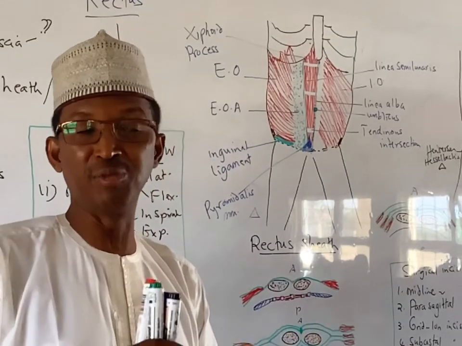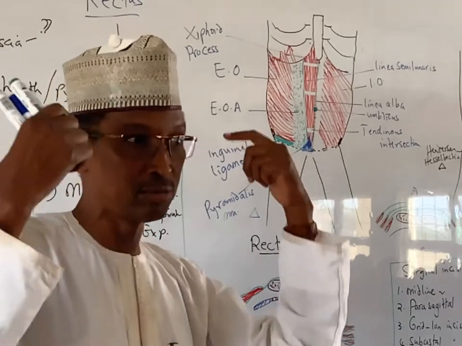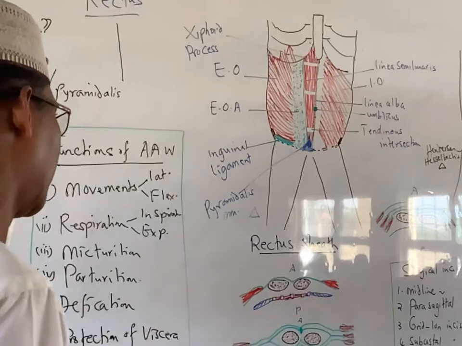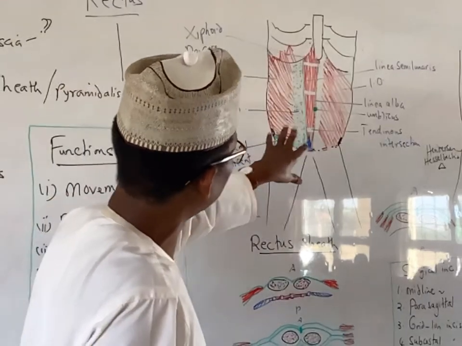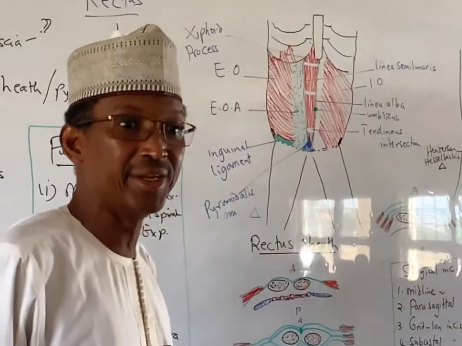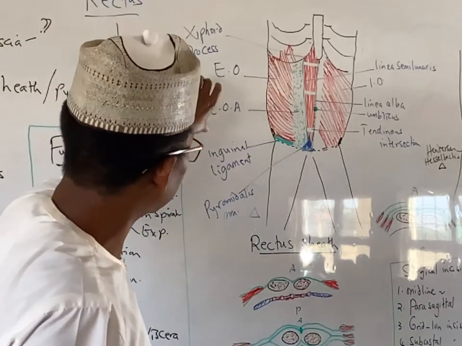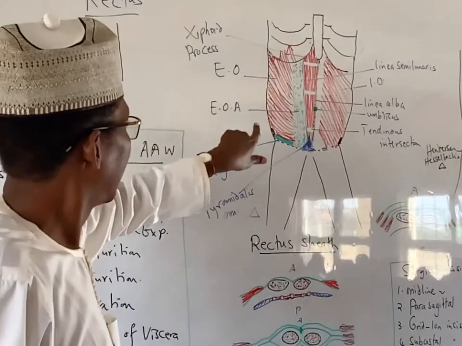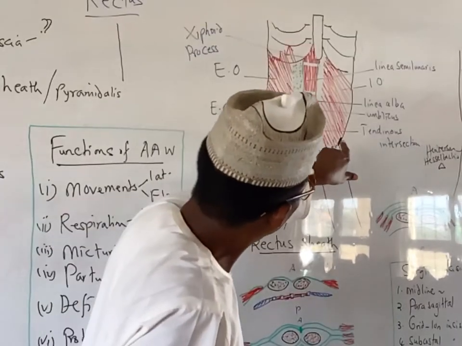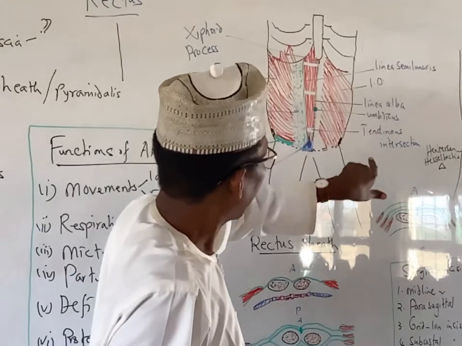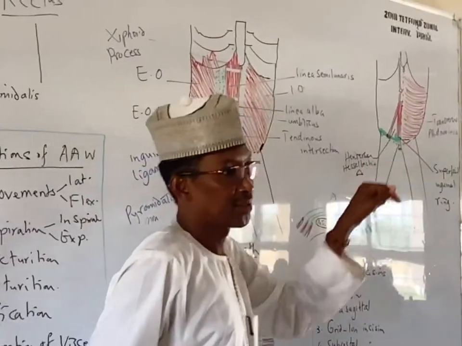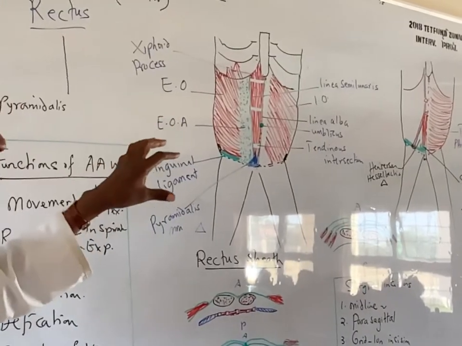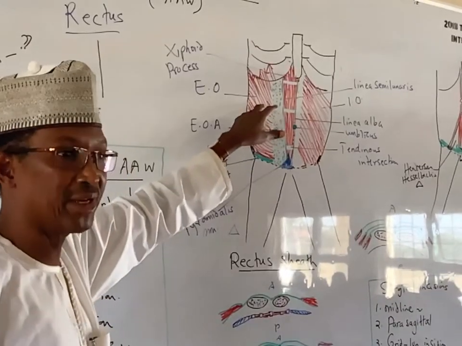And that is why you see me giving you time to put it into memory, so that you don't come and tell me that others have not told you this in class. So now we've seen two muscles. The remaining three muscles are what we call external oblique muscle, internal oblique muscle, which is this one, and then transversus abdominis muscles. So we have three muscles, apart from these two we have already made mention of.